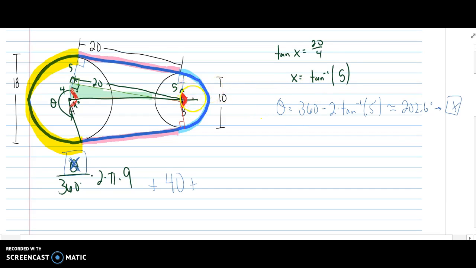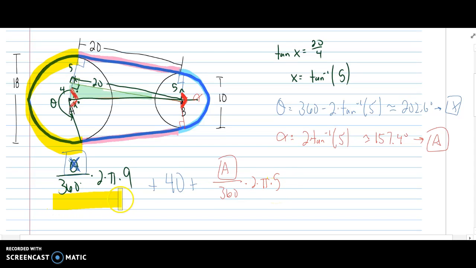So if I call this angle alpha, alpha would be equal to 2 times the tangent inverse of 5, and that's approximately 157.4 degrees. I could store that in my calculator as A. And to get this turquoise arc length over here on the right, it's going to be the stored value of A over 360 times 2 times pi times the radius of 5.